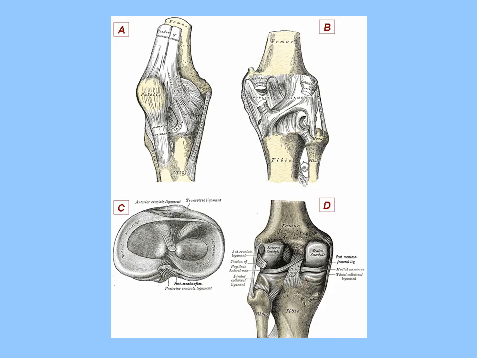Posteriorly, we have the posterior cruciate ligament along with the posterior meniscofemoral ligament. Anteriorly, we have the anterior cruciate ligament. Now, the anterior cruciate ligament prevents anterior translation or anterior movement of the tibia on the femur. The PCL and posterior meniscofemoral ligament prevent posterior translation of the tibia on the femur.